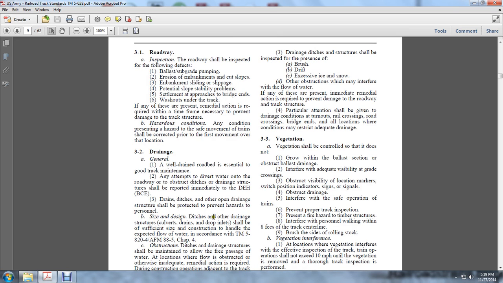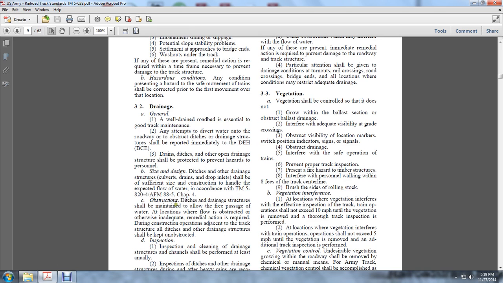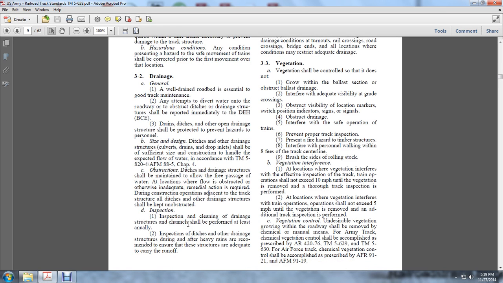Size and designs. Ditches and other drainage structures such as culverts, drains, and drop inlets should be of sufficient size, construction and handling to accommodate the expected flow of water in accordance with TM 5820 4 and AF 88-5 Chapter 4. Obstructions. The ditches and drainage structures are to be maintained to allow free passage of water. Otherwise, inadequate remedial action is required during the construction operation adjacent to the tracks and structures. All ditches, other drainage and structures shall be kept unobstructed.